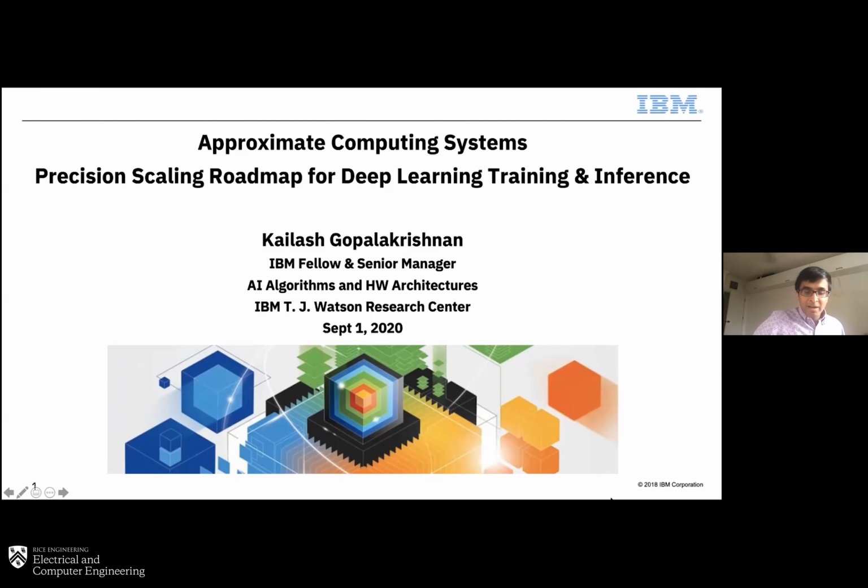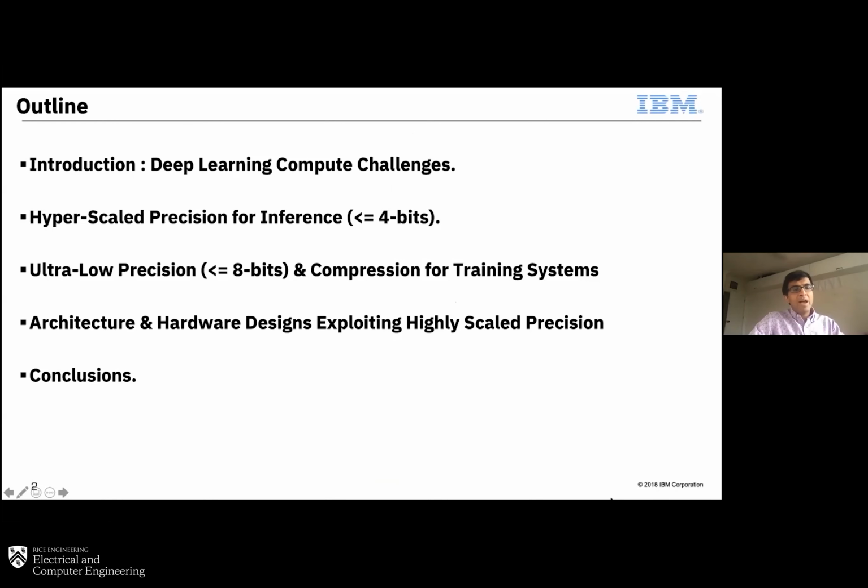So with that, let me go to the next chart. I wanted to start by introducing deep learning compute challenges in the first few charts. Most of you know a lot about this, so I'm not going to spend a lot of time on it. But I'll then introduce the precision scaling roadmap that is so critical to meeting these compute challenges. After that, I'll describe some of the key innovations that can enable highly scaled precision for inference, specifically focused on less than 4 bits for inference.